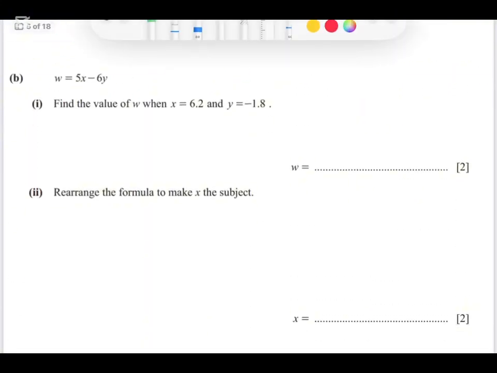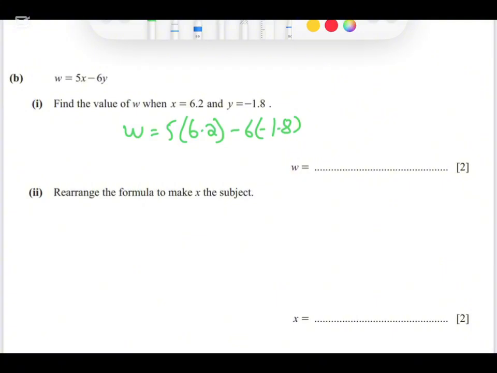Okay, w is equal to 5x minus 6y. Find the value of w when x is equal to 6.2 and y is equal to negative 1.8. So right now I have to just put the values in and solve this part: 6.2 and this will be negative 1.8.